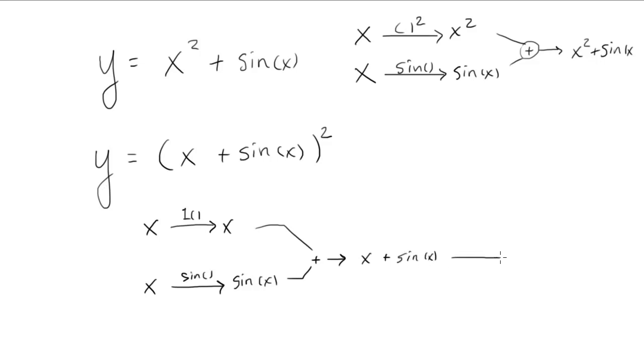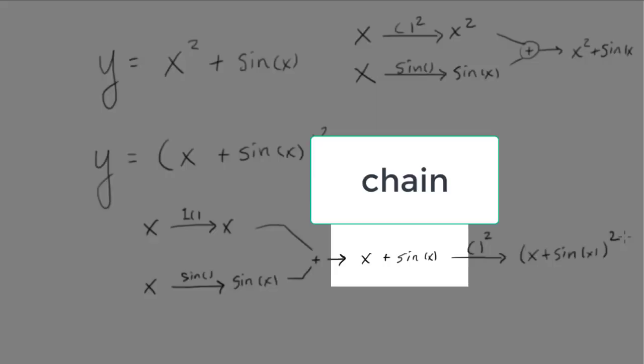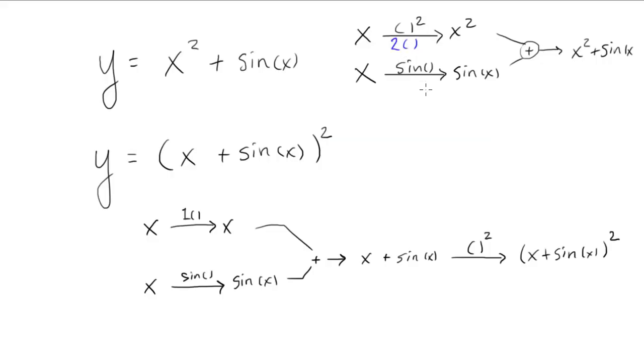And I square that. There's my chain structure. I have one number being squared. Chain structure. So I'm going to use the chain rule when I calculate its derivative. Write down all my derivatives for all the pieces. They're all elementary, so it's easy.